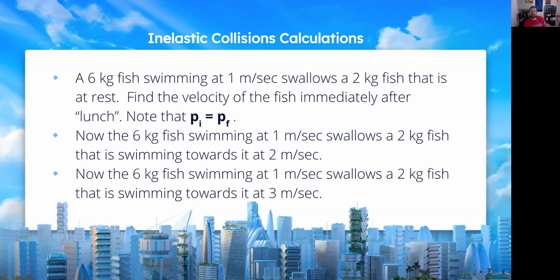So this fish was swimming at 1 meter per second. And now that it has eaten the smaller fish, it is now traveling at 0.75 meters per second. It is slowed down. This should make sense in your head. The reason I'm pointing that out is that when you're doing these calculations, estimate in your head. Should it be bigger? Should it be smaller? Should it be the same? Should it be much bigger? Should it be much smaller?